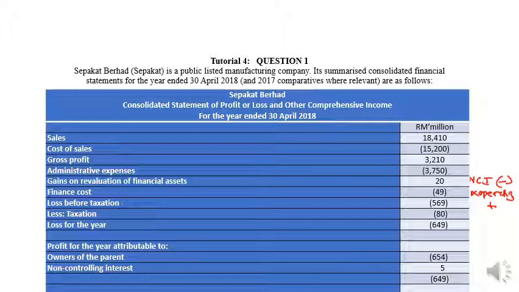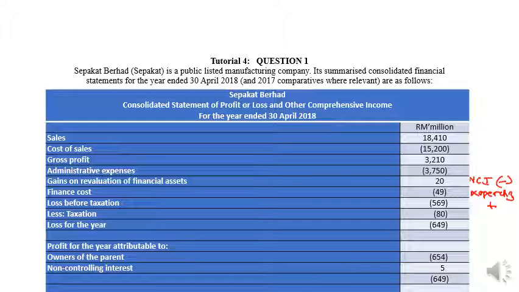So the thing that you need to focus on here is the profit before tax, but in this case for SPACAT you have a loss, loss before tax. So this is the item that we need to focus on. And you also need to consider the non-cash items. If you look here, you have a gain on revaluation. This one is a non-cash item, so you need to make an adjustment here.